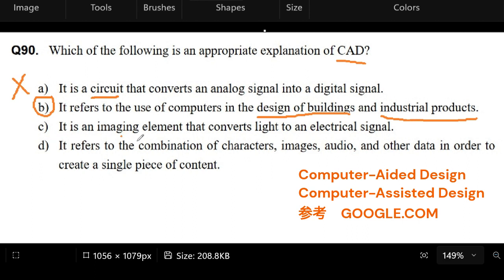Letter C is saying it's an imaging element that converts light to an electrical signal. So again, the part about converting, in this case, light to electrical signals. This is not also CAD, but it's something that we can observe with telecommunications, where you've got optical fibers to send digital signals. Well, in this case, they're converted from light to electrical signals. So if we use optical signals, it turns out to be much faster.